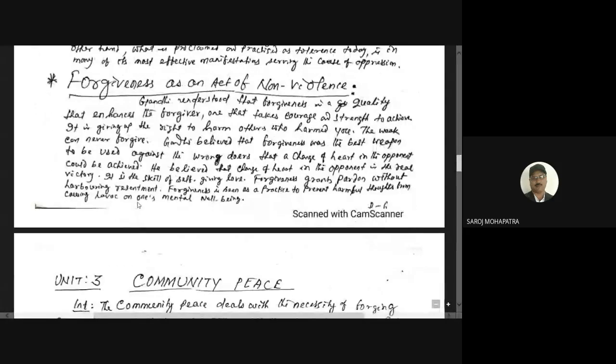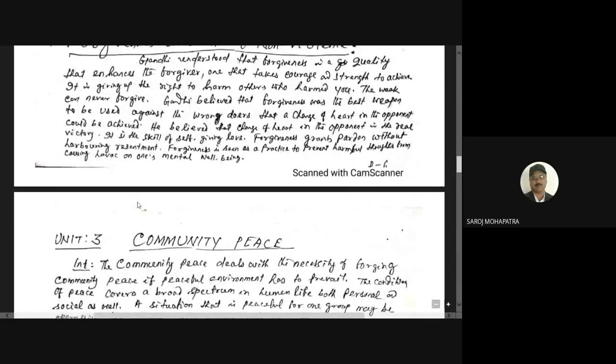Gandhi believed that forgiveness was the best weapon to be used against the wrongdoers. That is how a change of heart in the opponent could be achieved.